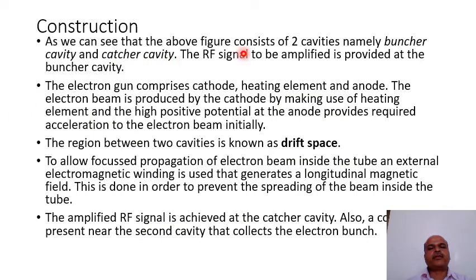So in construction, as we have already seen, there are two cavities, a buncher and a catcher cavity. The electron gun comprises cathode, heating element, and anode. The electron beam is produced by the cathode by making use of the heating element, and the high positive potential at the anode provides the required initial acceleration to the electron beam. As previously mentioned, the region between the two cavities, buncher cavity and catcher cavity, is known as the drift space. To allow focused propagation of the electron beam inside the tube, an external electromagnetic winding is used that generates a longitudinal magnetic field. This is done in order to prevent the spreading of the beam inside the tube. The amplified RF signal is achieved at the catcher cavity. Also, a collector is present near the second cavity that collects the electron bunch.